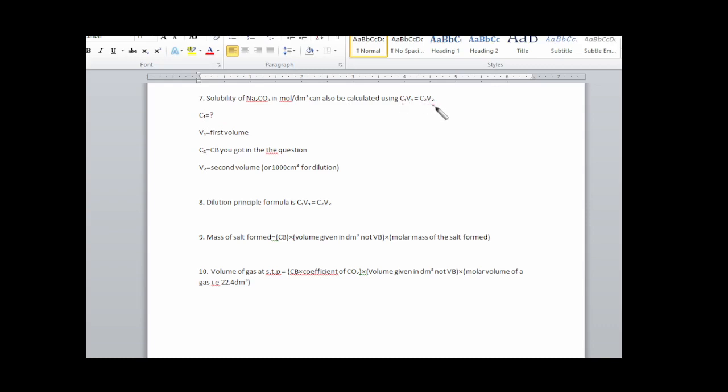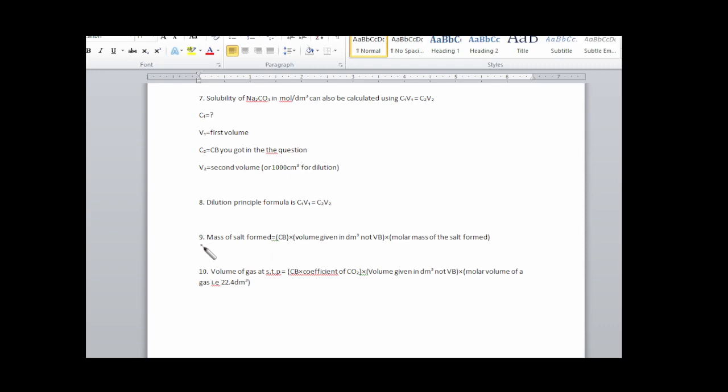C1V1 equals C2V2, where our C1 is possibly the unknown, and we can have our V1 to be the first volume in case we are asked to calculate. Our C2 is going to be the concentration of the base that has been calculated. Then V2 is going to be the second volume, probably, that has been given in the question. And if we are asked to calculate the dilution principle, we'll also be using C1V1 equals C2V2. That is what we're talking about here, that's solubility.